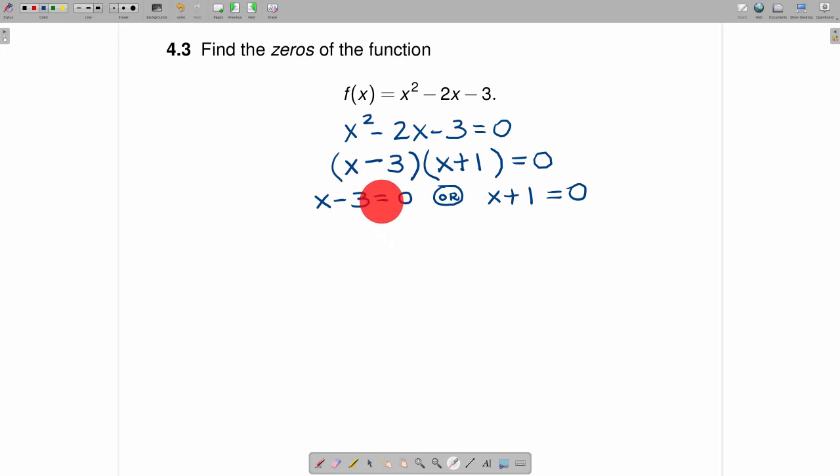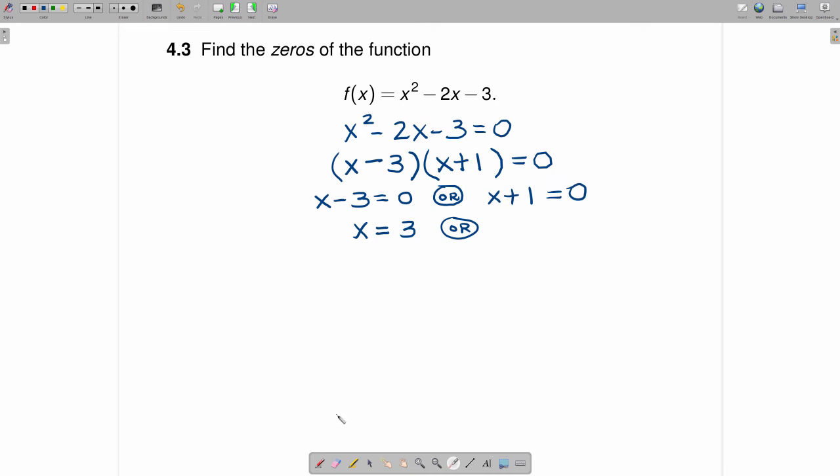So to solve this first equation here, you add 3 to both sides of the equation. When you add 3 to the left-hand side of the equation, you just get x. When you add 3 to the right-hand side of the equation, you get 3. So there's one of the zeros. Let's see if we can find the other one.